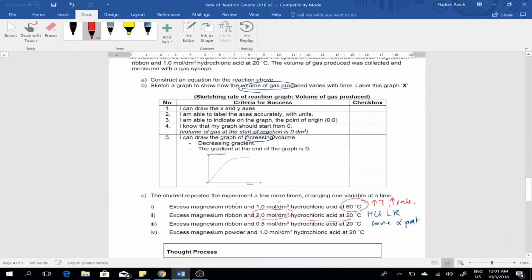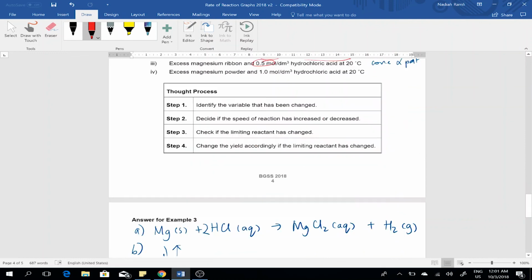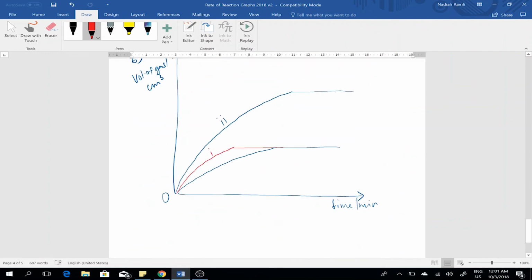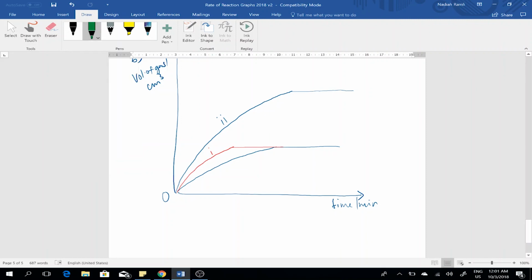Alright, so if you look at number 3, the concentration now has been halved. So if it's half, divide by 2, okay, so halve it. So maybe around here. Okay, and join the line. So this is 3.